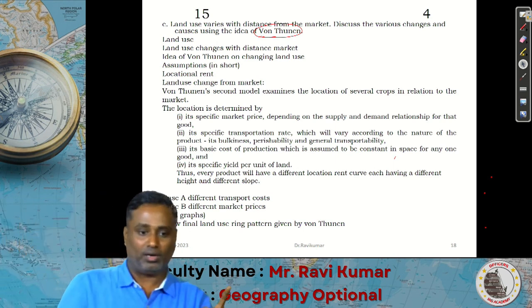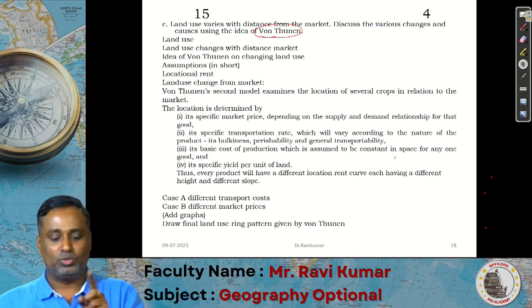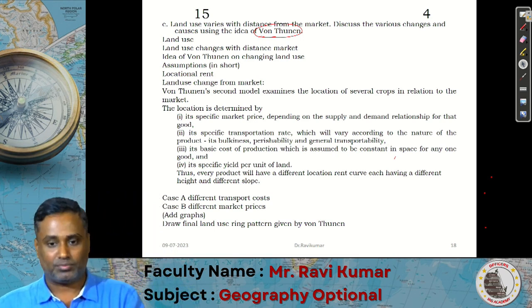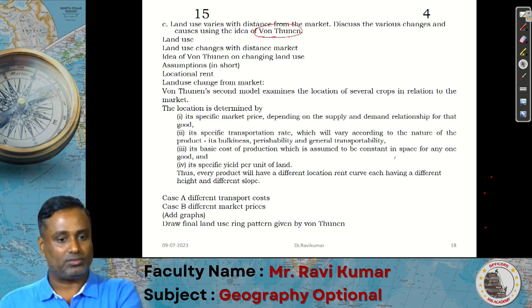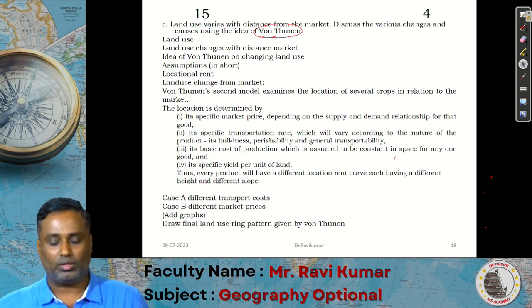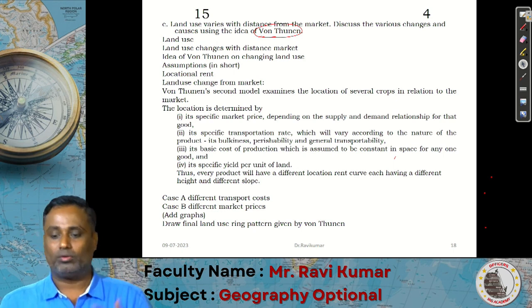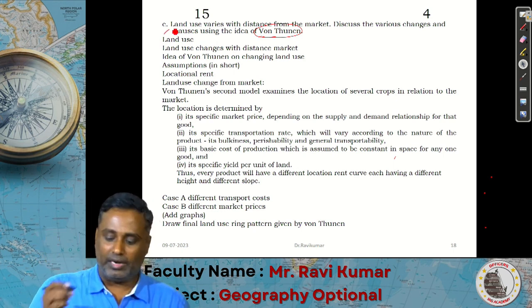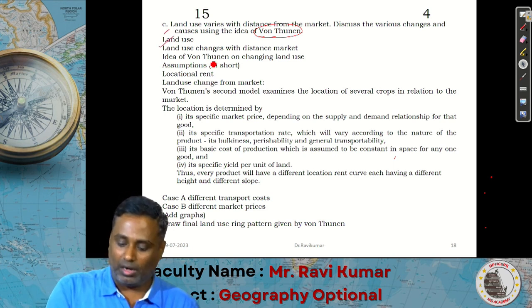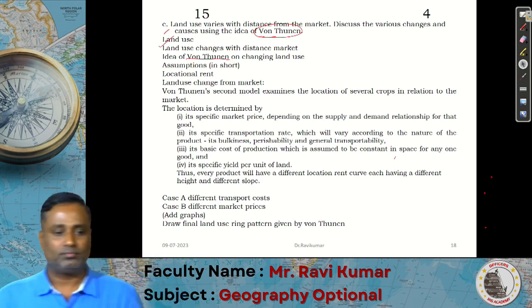There are two models, the intensity model and the land use model. They are asking land use varies with the distance from the market. Go to the second model, the various crops from the center to the distance. Discuss the various changes and causes using the idea of Von Thünen. Now we have to go with what land use is, how land use changes with the market, and what ideas were given by Von Thünen.